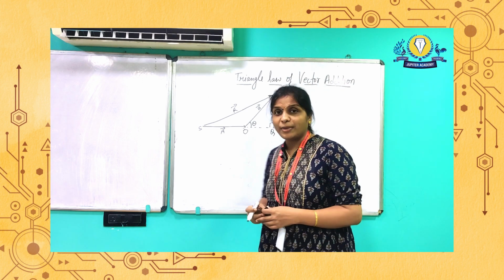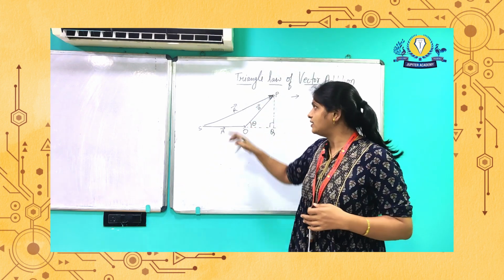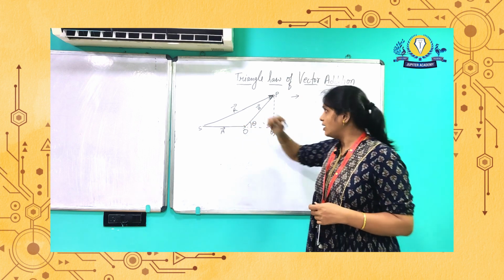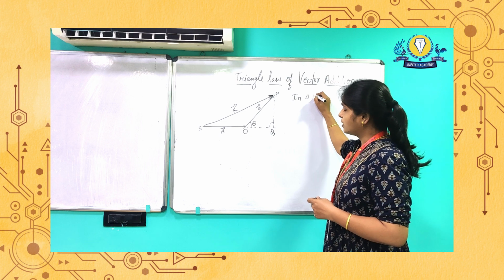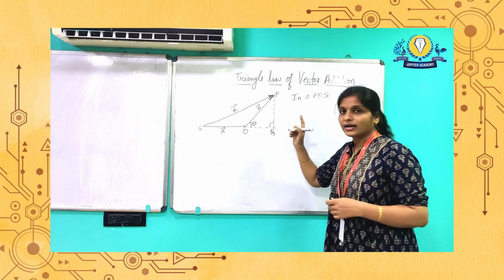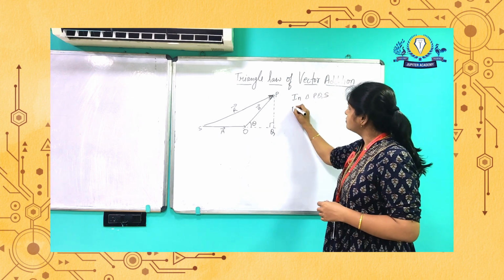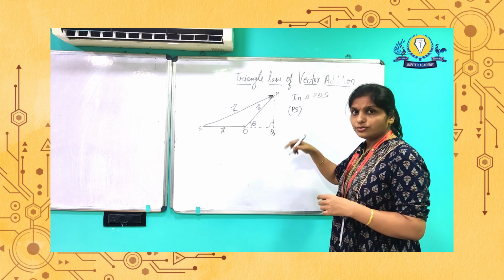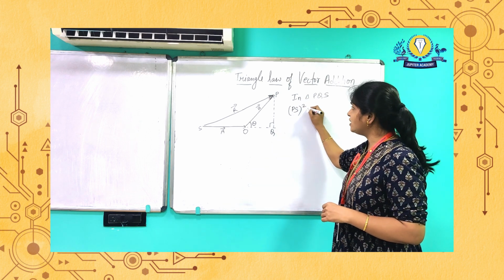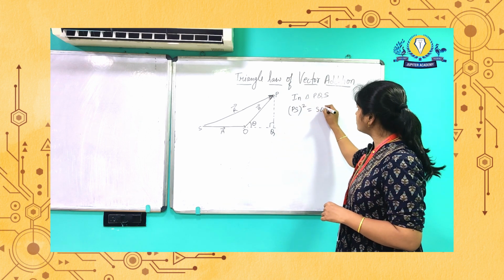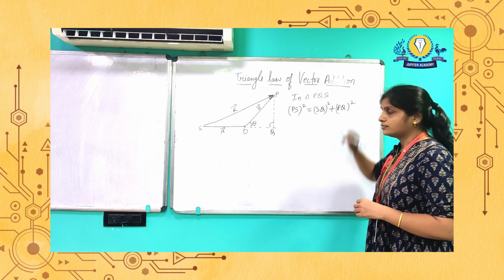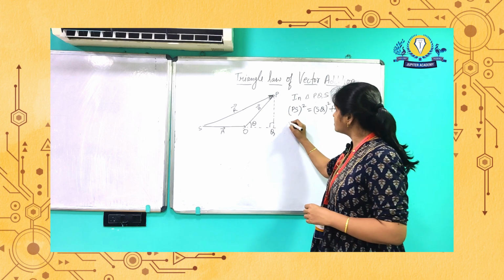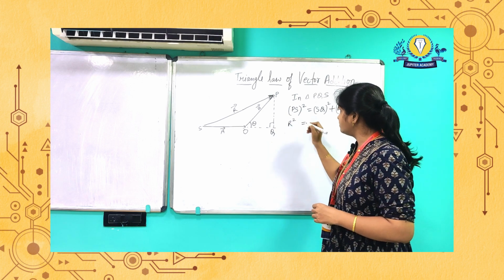It's looking like Pythagoras theorem. If you know Pythagoras theorem, you can easily find the R vector. Okay, how? In triangle PQS, this is a right triangle. So by using Pythagoras theorem, PS square should be equal to SQ square plus PQ square, right? PS is your resultant vector.